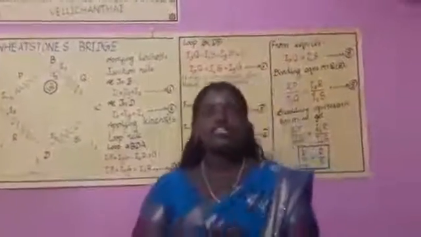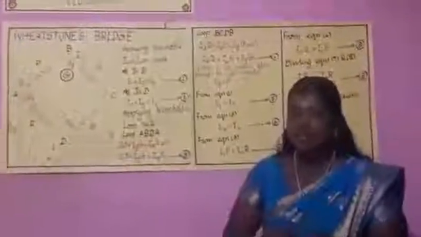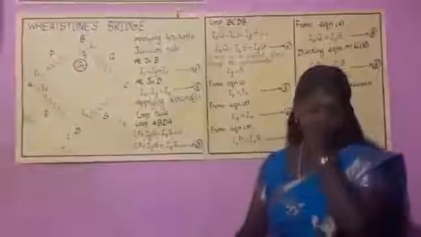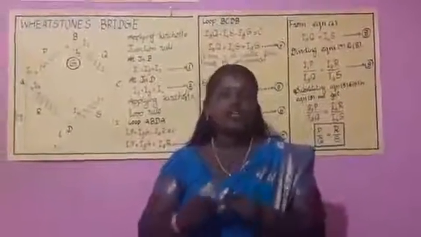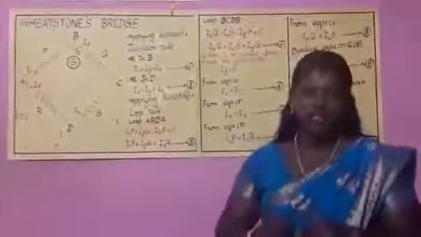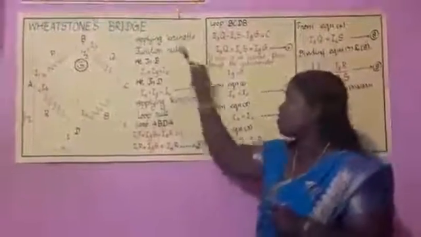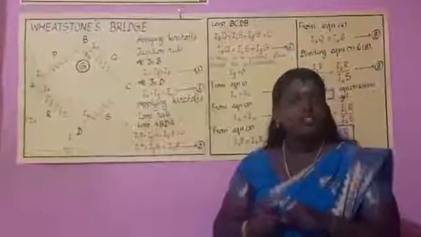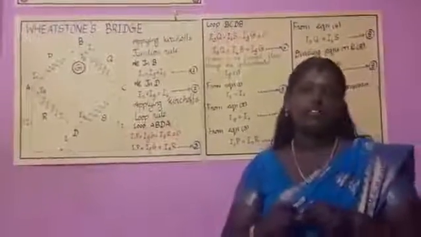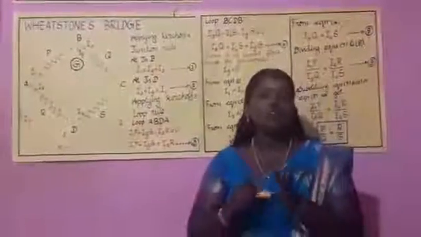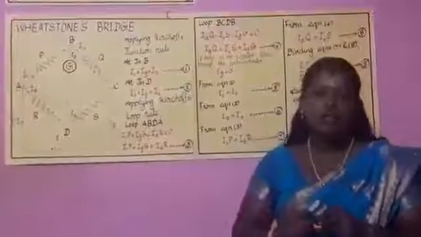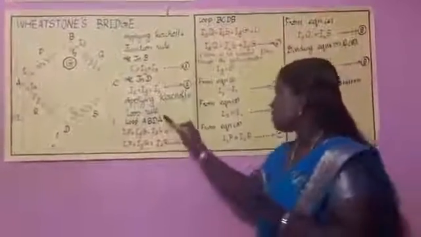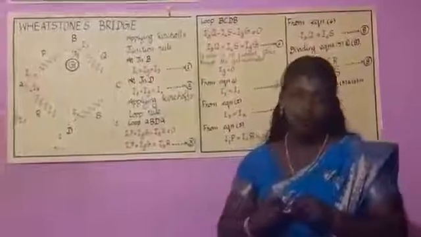Last class we discussed Kirchhoff's first rule. It is also called the junction rule. The junction rule states that the sum of the current entering into the junction is equal to the sum of the current leaving from the junction. Can you say the second rule? Yes. It states that the algebraic sum of the potential differences in a closed loop or closed circuit is 0. So this rule is also called the loop rule.